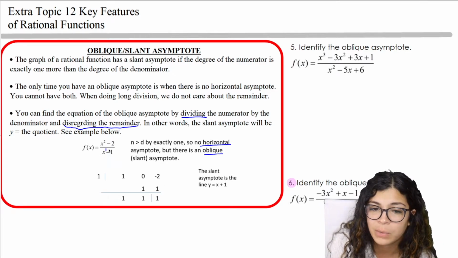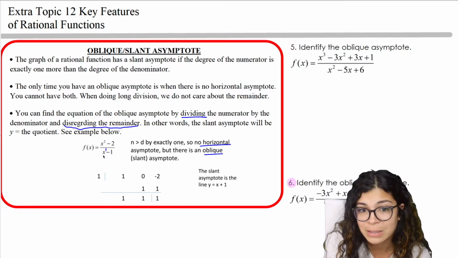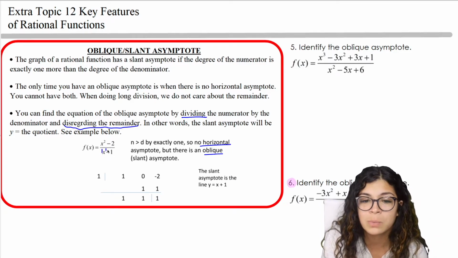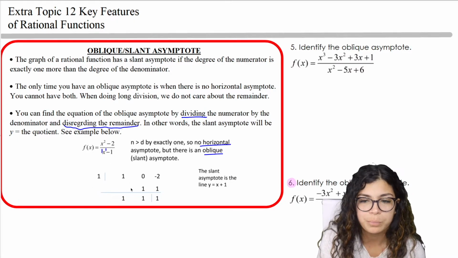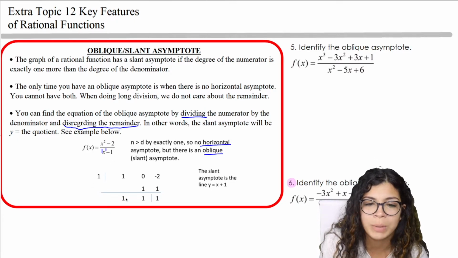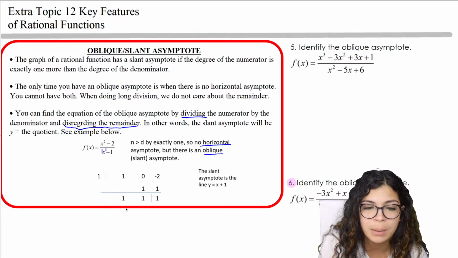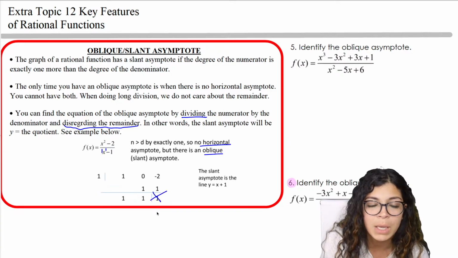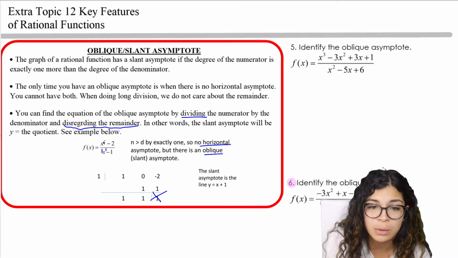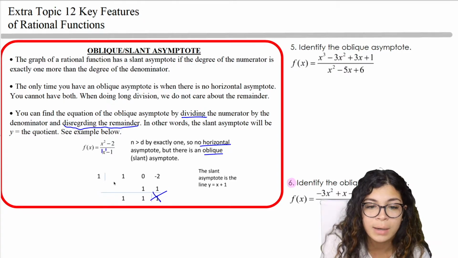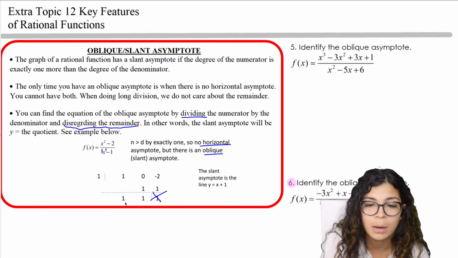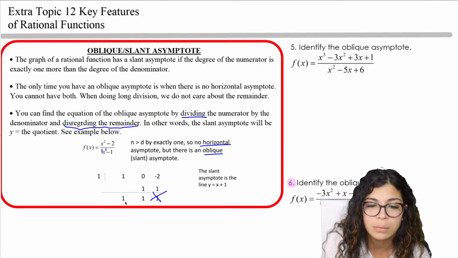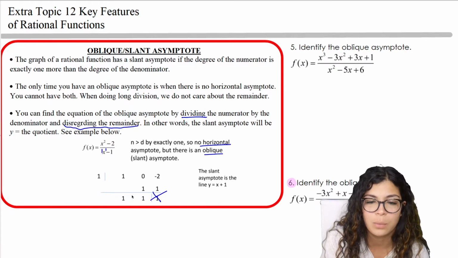Now this is in the format x minus c. The coefficient is 1 and the power is 1, so we could use synthetic division to find the oblique. So once you divide, you end up with 1 and 1. So remember, these are the coefficients. You always disregard the remainder. And we started with the highest power of 2, so we end up with 1x to the power of 1 plus 1.